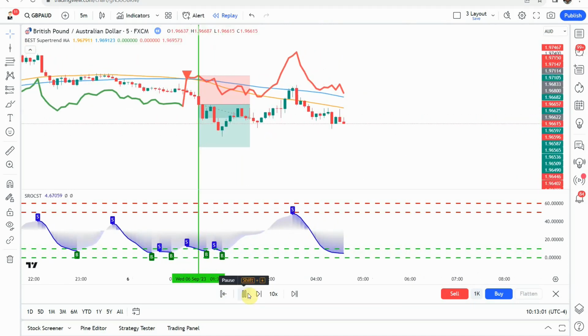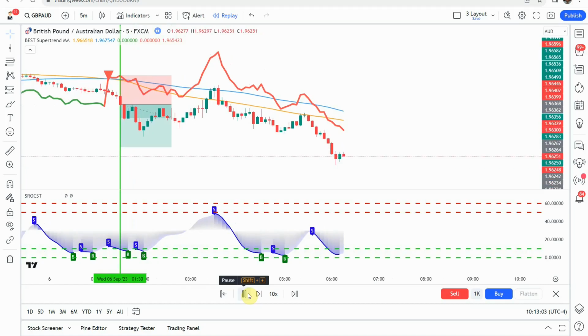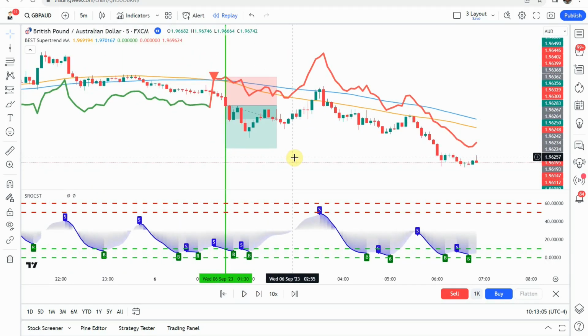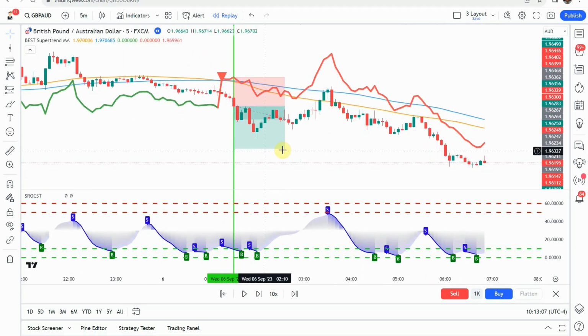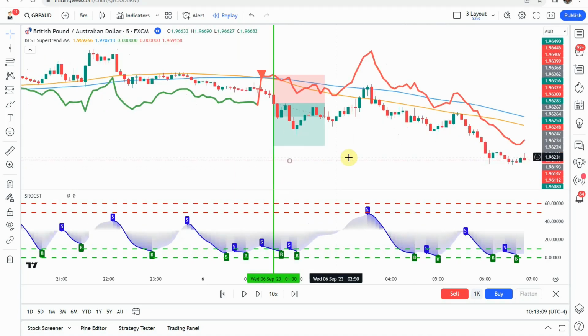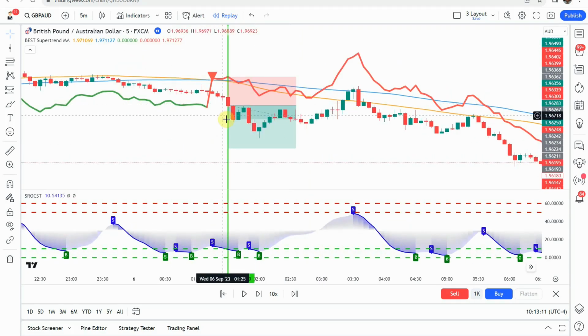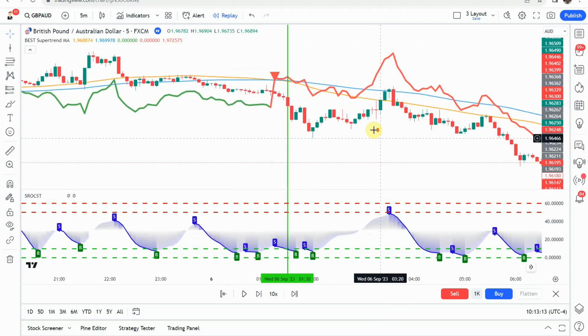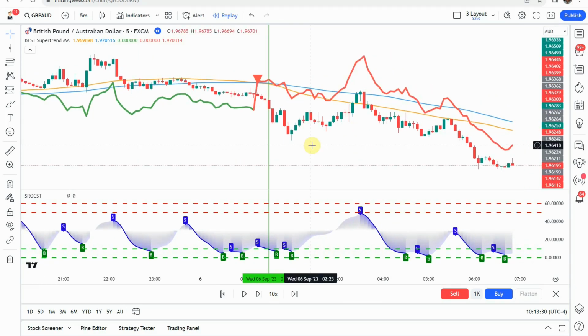We'll go ahead and play it forward here and see if it flips back the other way, or if it hits our take profit. It does come down and would have gotten us in our take profit there. So this would have been a profitable trade here.